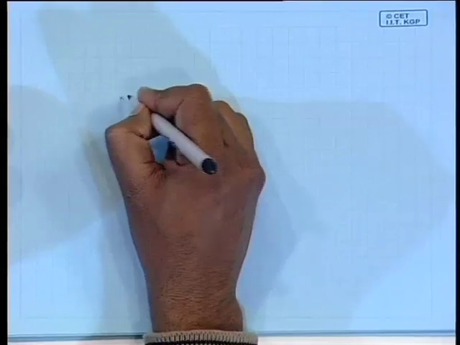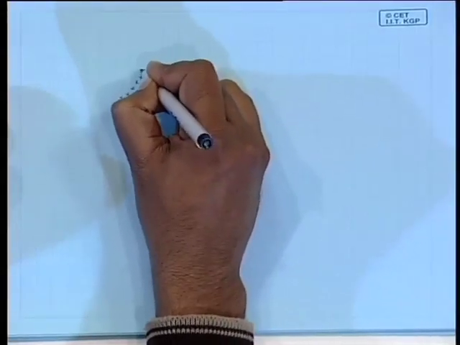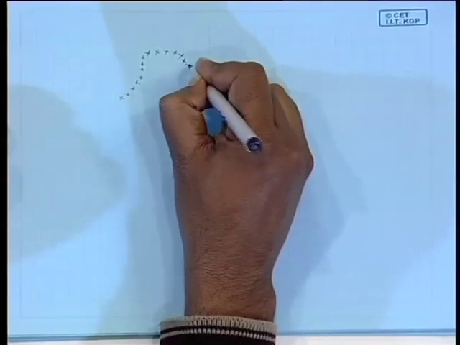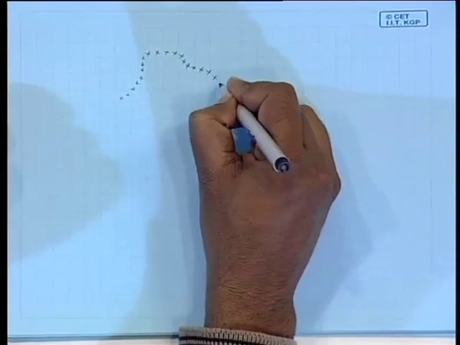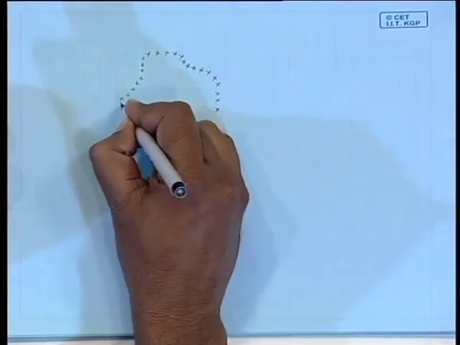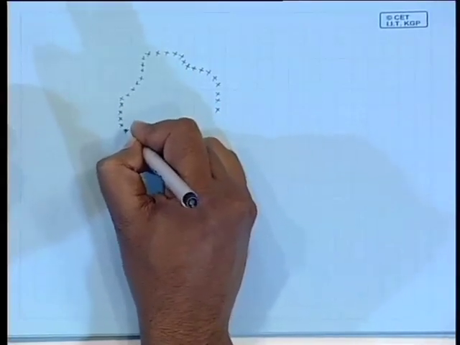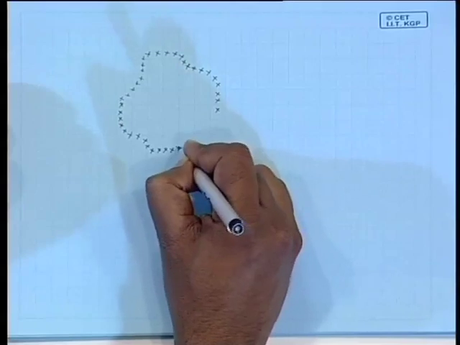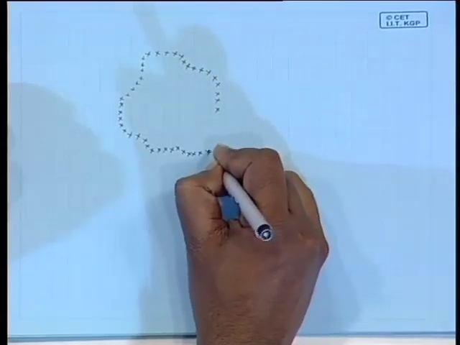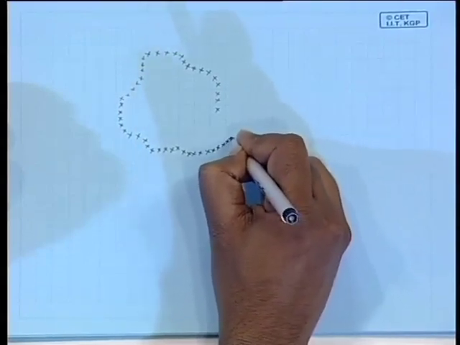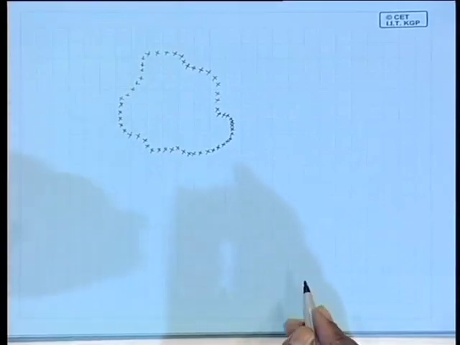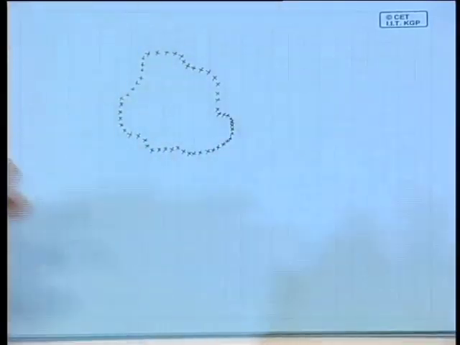So, if I have a boundary something like this, let us take an arbitrary boundary. I assume that these boundary pixels are 1 pixel apart. All these points are my boundary pixels. These points are nothing but on a regularly spaced grid, where the grid spacing is just 1 pixel.